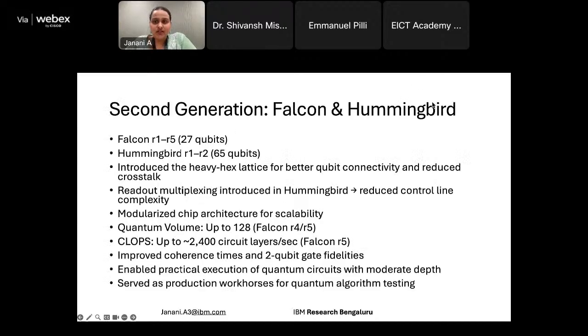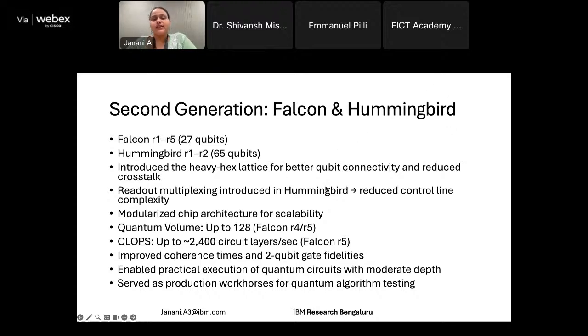So the second generation, this is quite significant. You have Falcon and Hummingbird chips. One thing is IBM quantum chips are named after birds, right? So Falcon R1 to R5. What is R1 to R5? I will explain in upcoming slides. But Falcon chips had around 27 qubits, and Hummingbird chips had 65 qubits. So you can see the scaling of what a quantum chip can accommodate. In the first generation, we were only able to support 5 to 20 qubits, but in the subsequent generation we had 27 to 65 qubits.